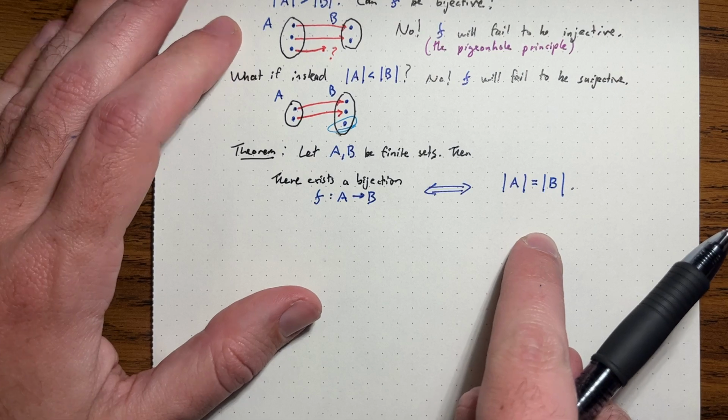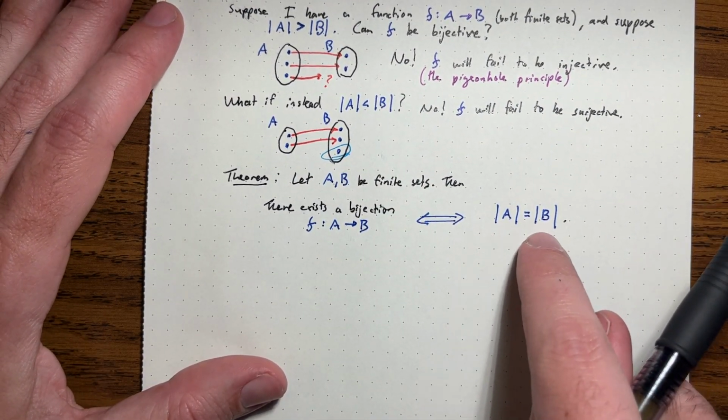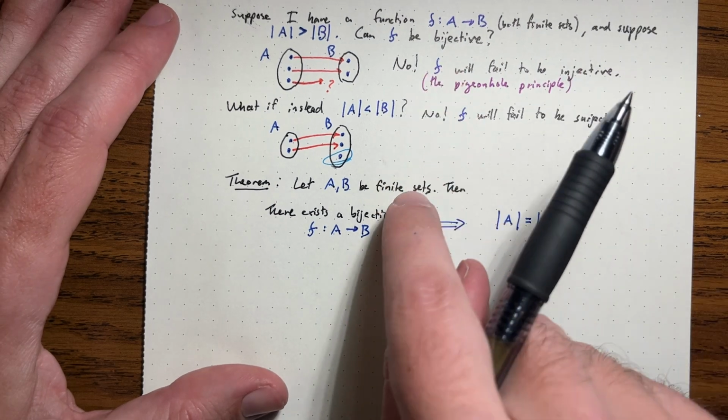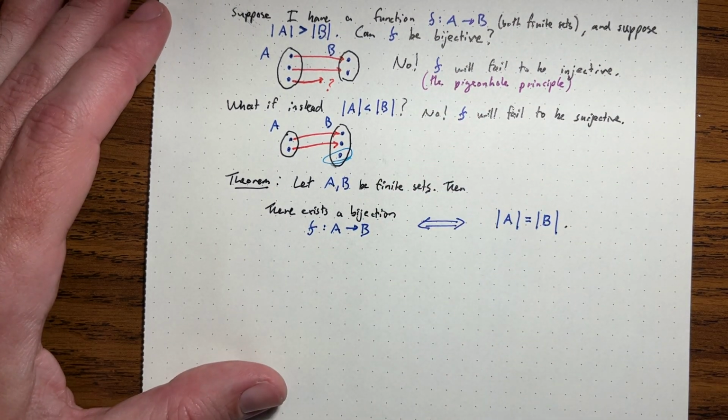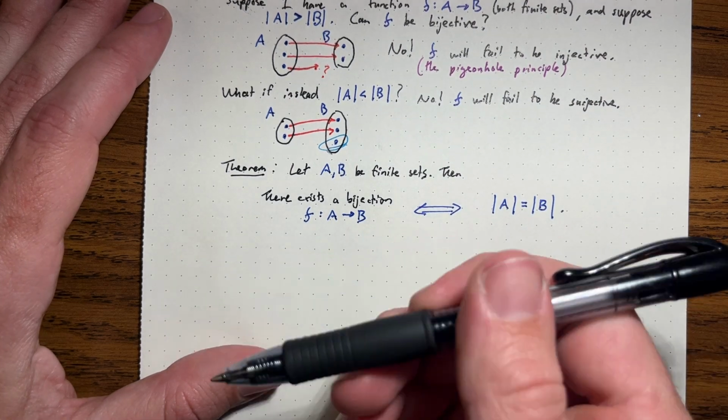And so what's the forward direction? Well, we essentially walked through the contrapositive of that. So if these cardinalities are different, then it's going to fail to be either injective or surjective. That's the forward direction. How do you prove the reverse direction?